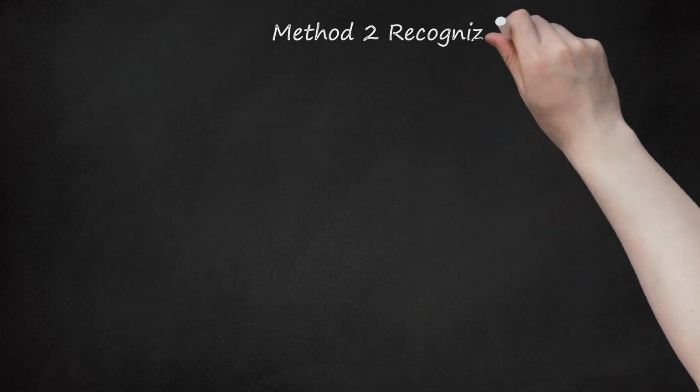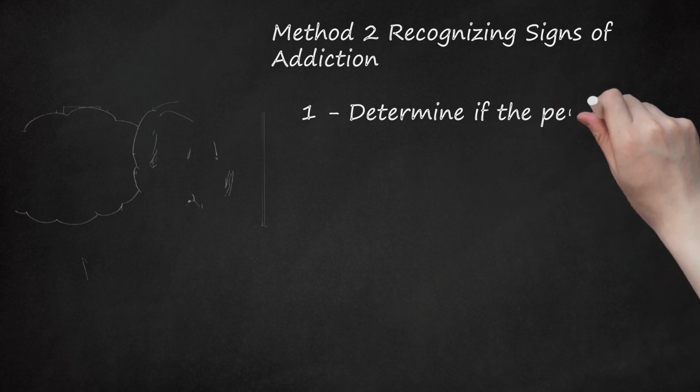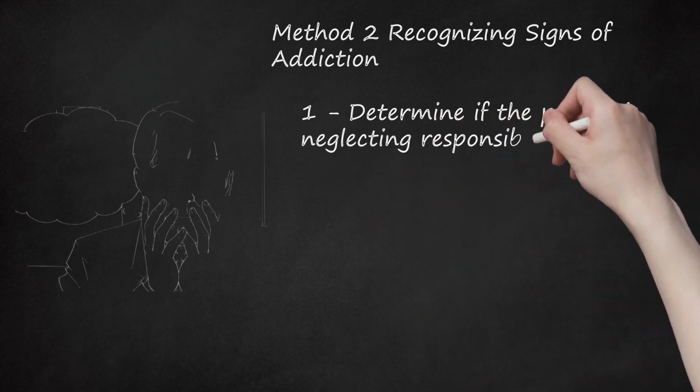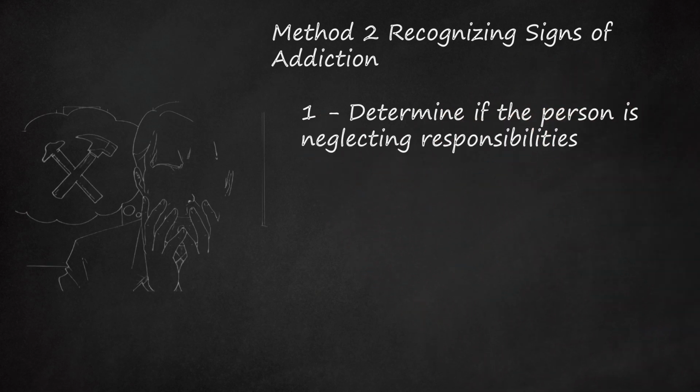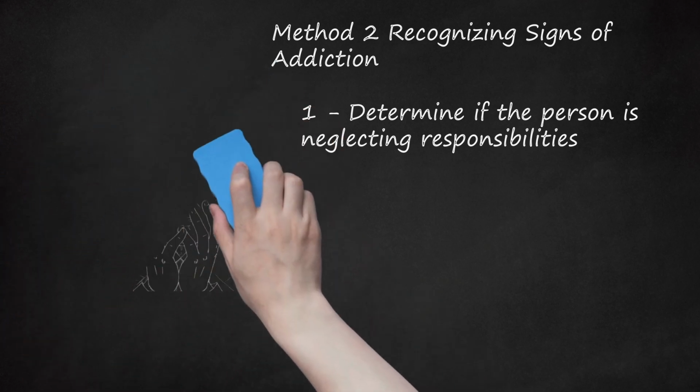Method 2. Recognizing signs of addiction. 1. Determine if the person is neglecting responsibilities. A drug abuse problem may result in problems with a person's responsibilities. They may stop going to work, skip classes, or cancel plans with friends. Instead, they go to clubs or parties where they can get more club drugs or take them freely. For example, the person may skip class or not come to work because they were out the night before at a club or party doing drugs.